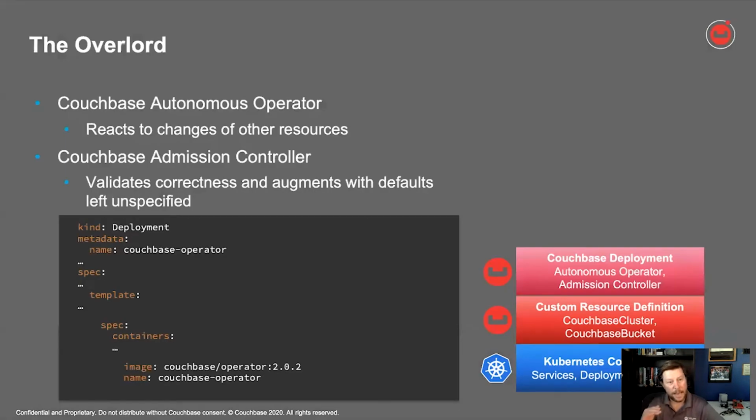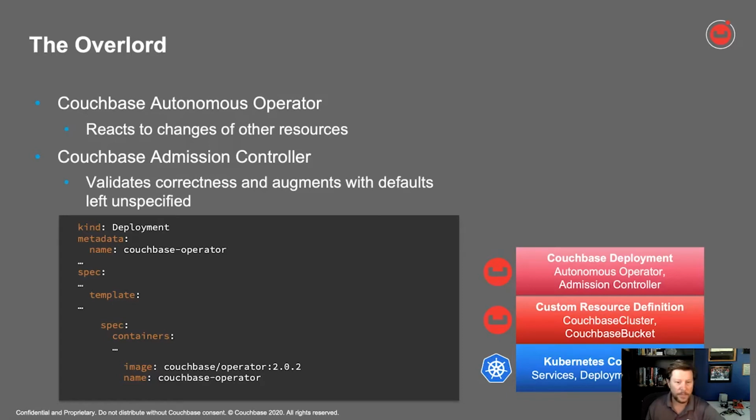As we're building up that stack, the next level is really kind of the process that runs it all, the operator. And this is the Couchbase autonomous operator. Really all it does is listen in a loop and react to changes of other resources within the system. Simon Murray has a deep dive session talking about how the operator does what it does. But we also have something called an admission controller, and the admission controller validates correctness and can even augment a deployment or a resource that you submit with defaults that you left unspecified.